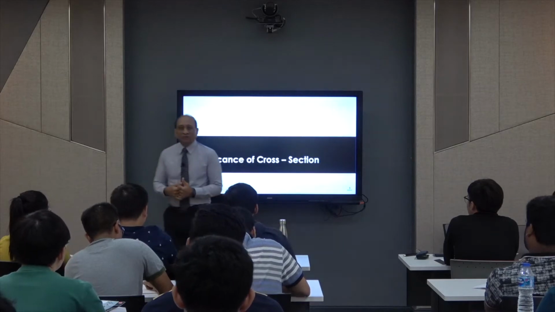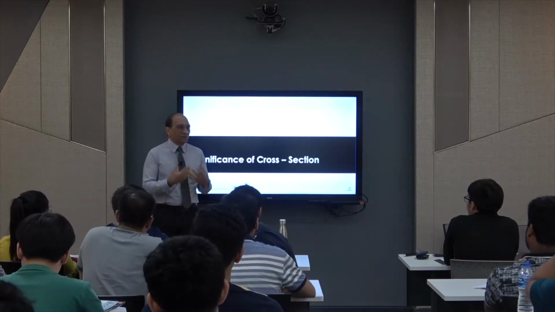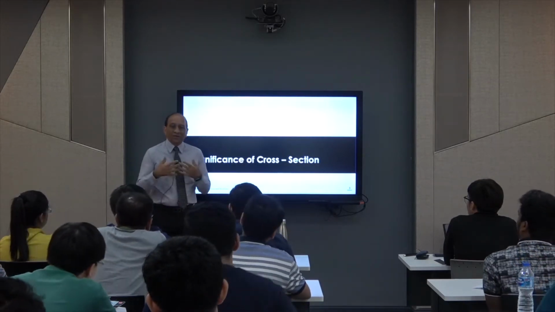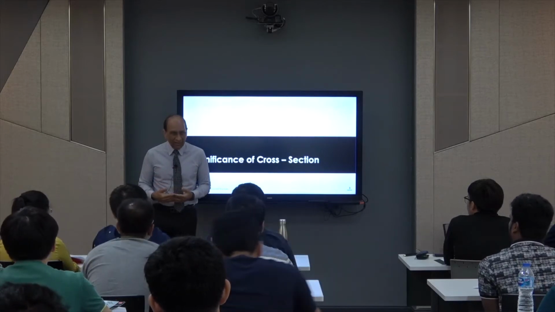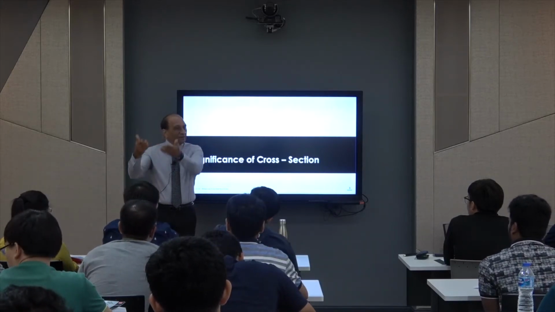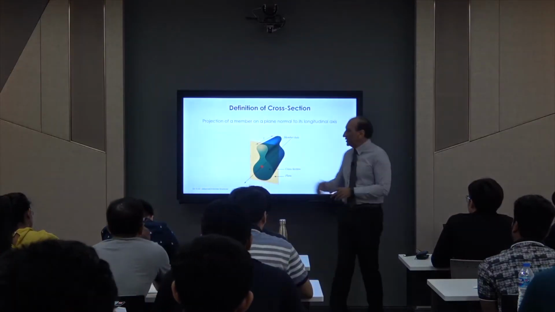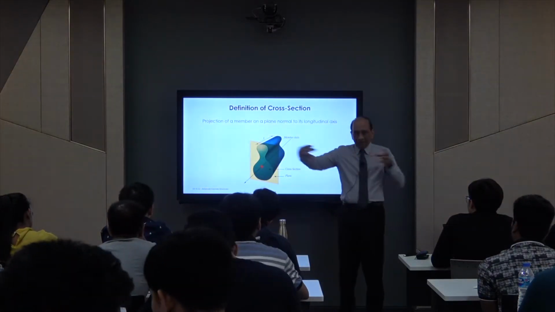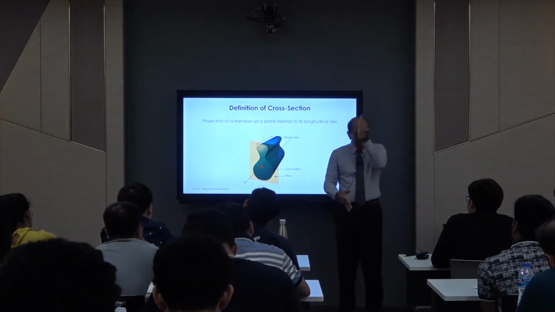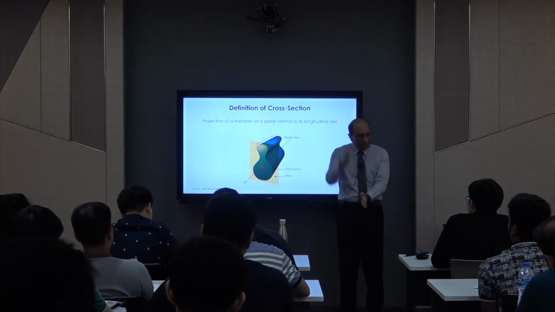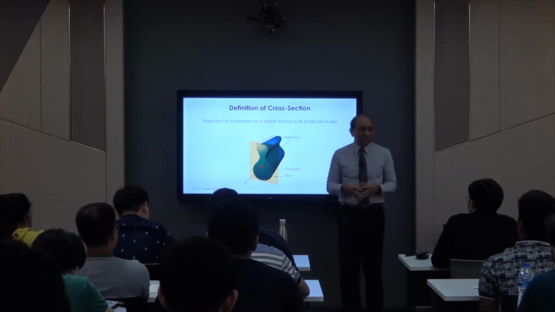The strength of the structure is derived from the strength of the cross-section. If you can design the cross-section properly, then everything will build up from there. And when I say cross-section, it means if you take a member, you cut it, whatever you see on the member of the cross-section, that is what we are interested to study.